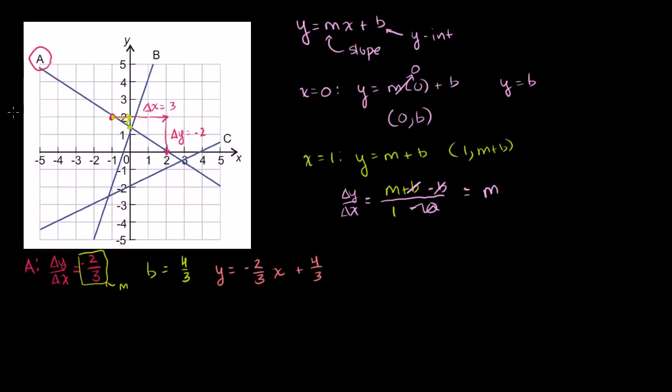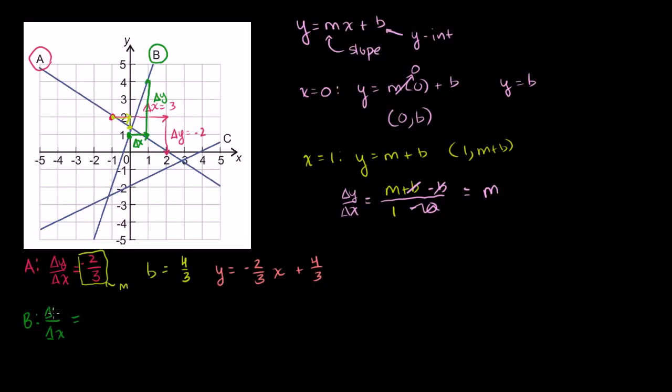That's equation A. Let's do equation B. Hopefully we won't have to deal with as many fractions here. Equation B, let's figure out its slope first. Let's start at some reasonable point. Let's see. We could start at that point. And then, let me write it this way, our delta x could be 1. When we move over 1 to the right, what happens to our delta y? We go up by 3. Our change in y is 3.